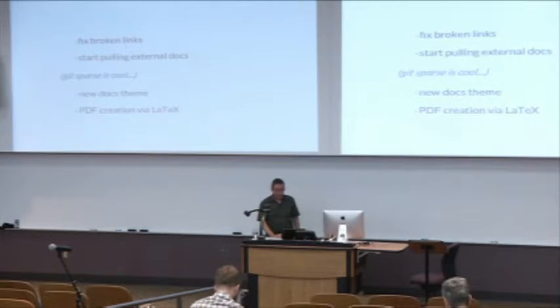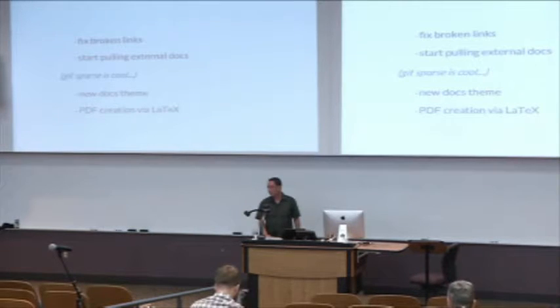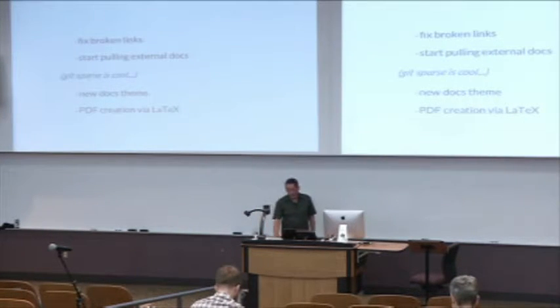We're using, for the technical people, Git sparse, which is really cool. Git sparse means you can just pull in a specific directory from a repository, because we don't want all the source code and all the other stuff. That would just clutter it up. So we can say, just give us the /doc directory. That's all we want. And then we could do stuff with it and present it in a nice way.